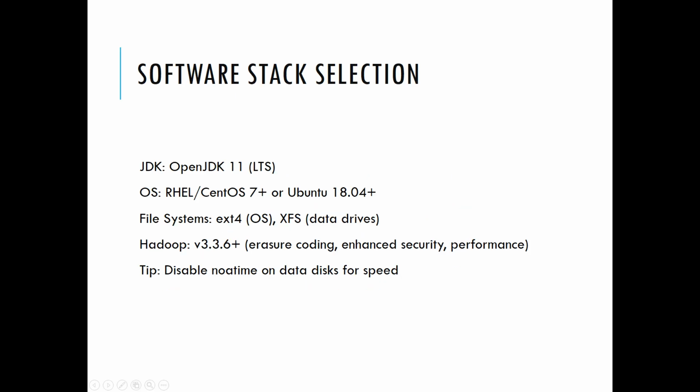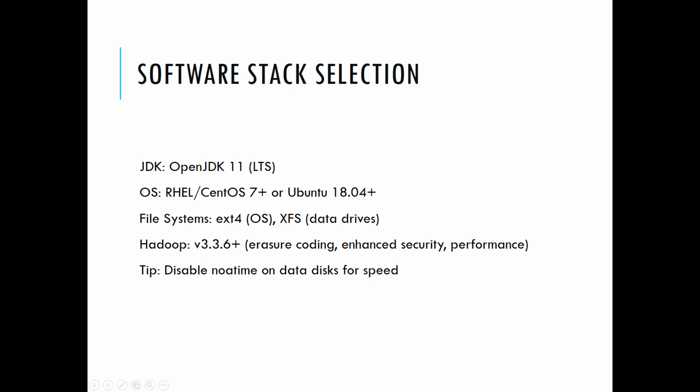Selecting a stable and supported software stack is foundational. For the Java Development Kit, we recommend OpenJDK 11, a long-term support version. The operating system should be a robust enterprise-grade Linux distribution, such as Red Hat Enterprise Linux, CentOS 7 or newer, or Ubuntu 18.04+. For file systems, use ext4 for the operating system drives, and XFS for the data drives due to its superior performance with large files.